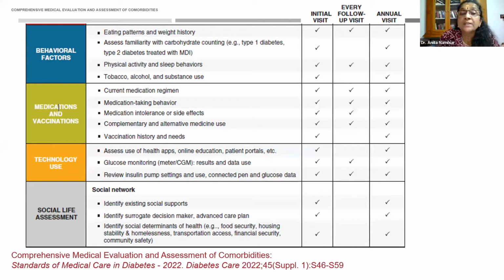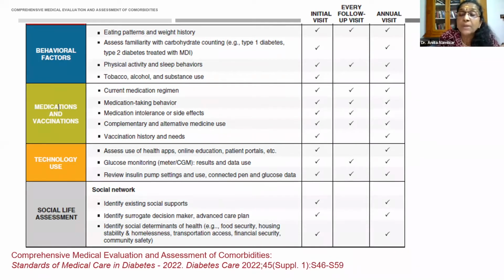We must also assess whether the patient has any medication intolerance or side effects, and whether, apart from the drugs prescribed by the doctor, he is taking any alternative medicine like homeopathy, Ayurveda, or Siddha medicine, or taking medicine directly from the shop. Vaccination history and needs should also be assessed. Vaccination plays an important role, which I will talk about in my subsequent slides, but the main discussion will be taken up in the panel discussion.